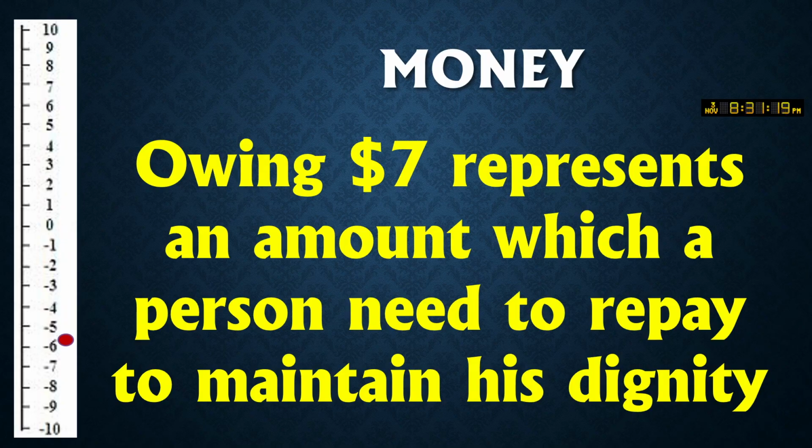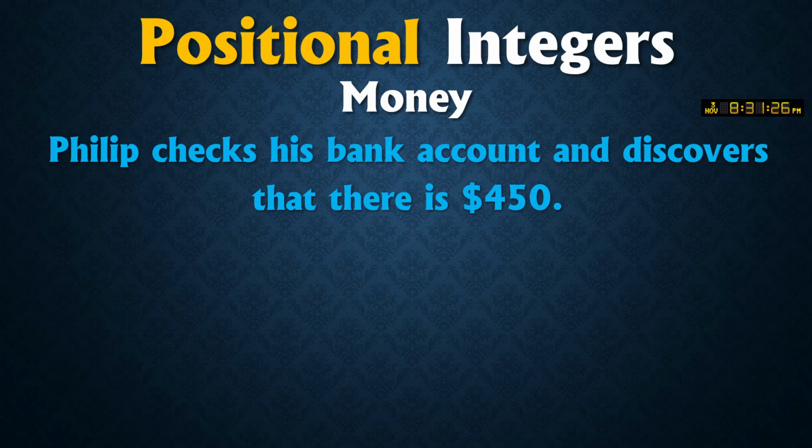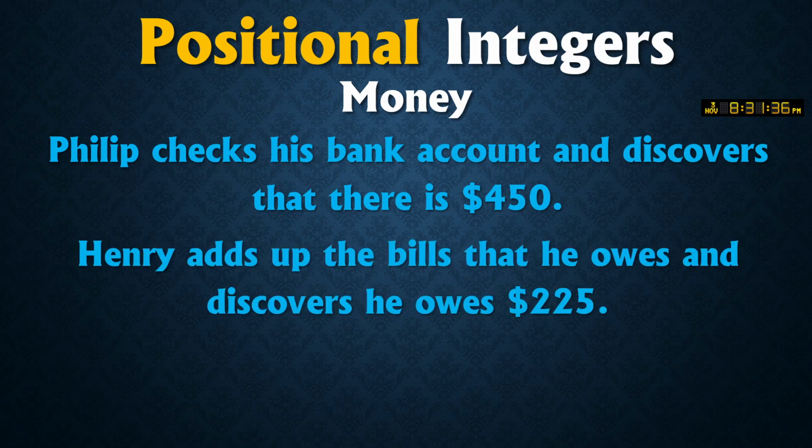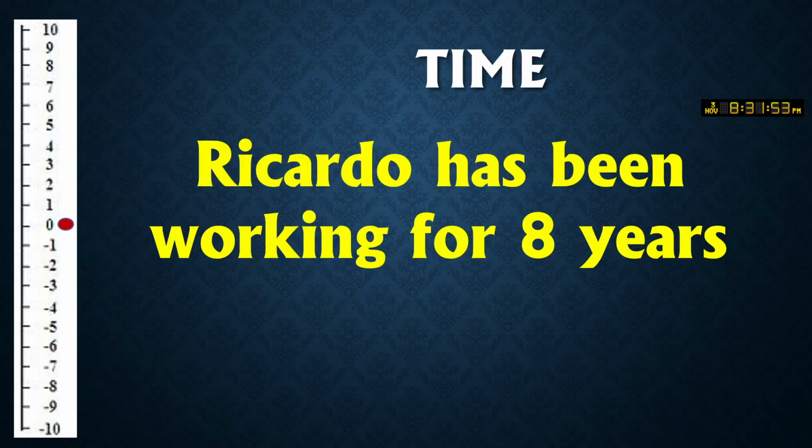So you're going to go down to -7 to indicate that you owe the money. All right, so Philip checks his bank account and he discovers that there is $450 there. So his value would be positive 450. Henry, he adds up all his bills and he discovers that he owes a total of 225. And when he checks his account and his cash, he has nothing to pay at this time. So his net worth right now is a minus $225.